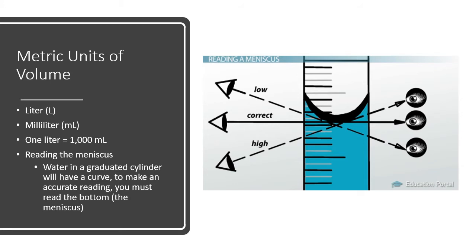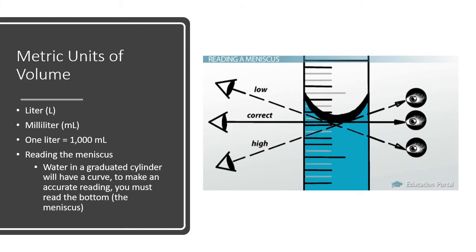The base metric unit of volume is known as the liter. And the most frequently encountered unit in the lab is also the milliliter. So 1 liter is equal to 1,000 milliliters.